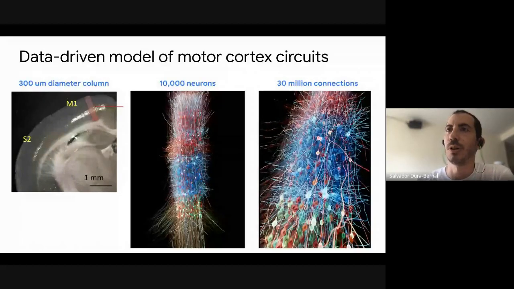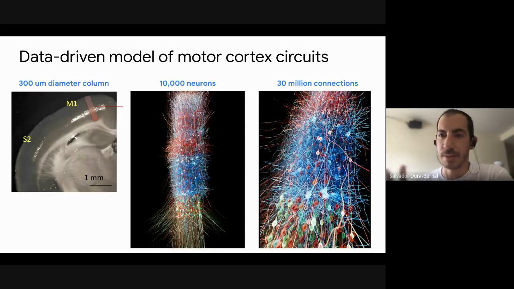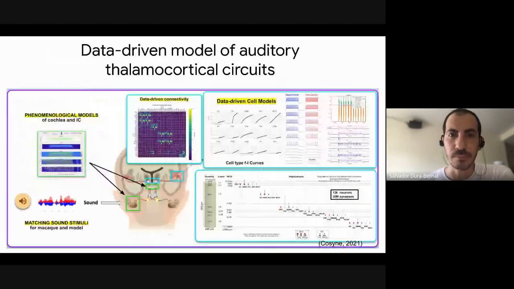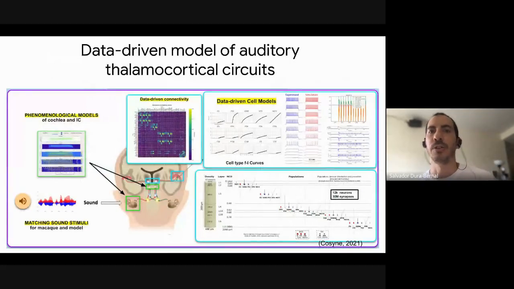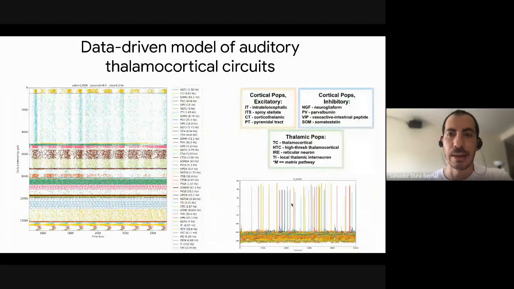This one I showed on Monday, this little model of motor cortex circuits, 10,000 neurons and 30 million synapses, very detailed connectivity. We have a similar one now of auditory cortex, which we have a talk next week explaining more about. It includes thalamus and auditory cortex in a lot of detail with 42 different populations in different layers. And here's a raster plot. It's already reproducing some of the experimental data that we have from macaques.